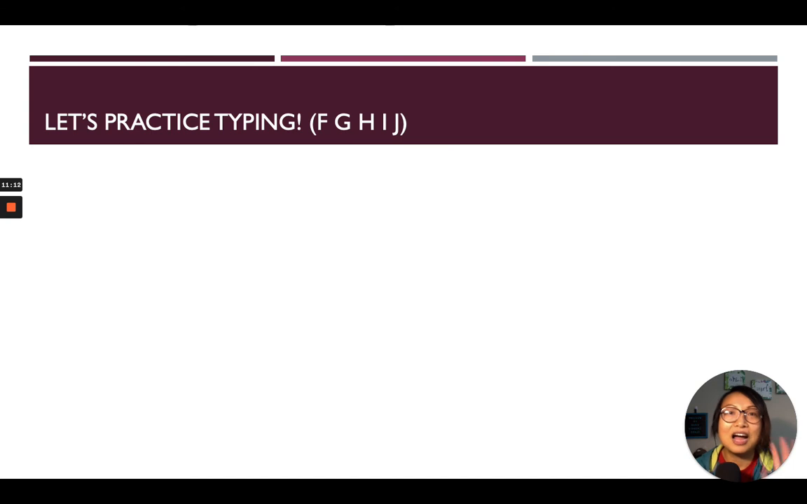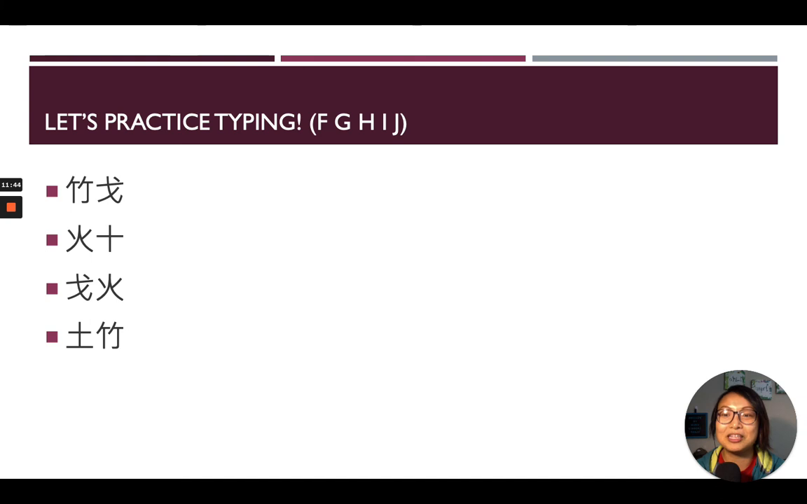I'm not going to ask you to do too much for now because I will have other exercises for you to work on. But let's practice typing with F, G, H, I, J by showing you the Chinese. The first one is 竹锅. The second one is 火烧. The third one is 锅火. The fourth one, 投竹. The fifth one, 锅木. The sixth, 火竹.